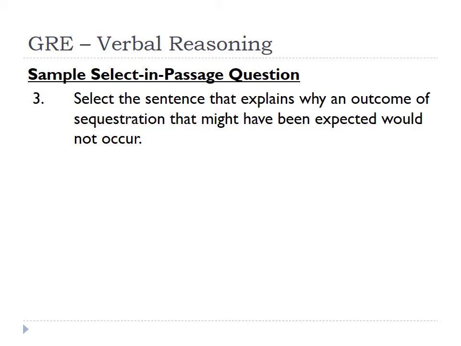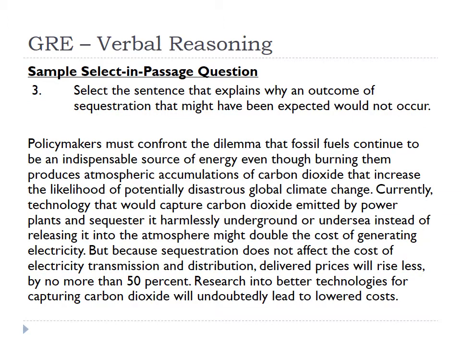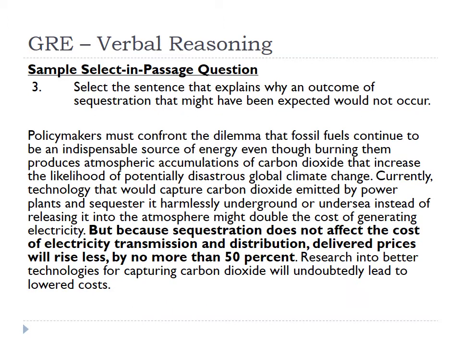That might have been expected would not occur. Okay, so the sentence that explains why an outcome of sequestration that might have been expected would not occur. Yeah, this sentence. Oh, I like the engagement. That's excellent. So what you would do is you would click on one of the sentences, and it would highlight it, and then that would be your answer when you hit next, okay?